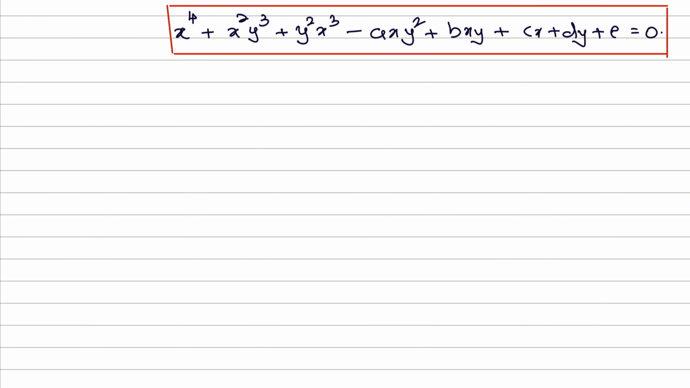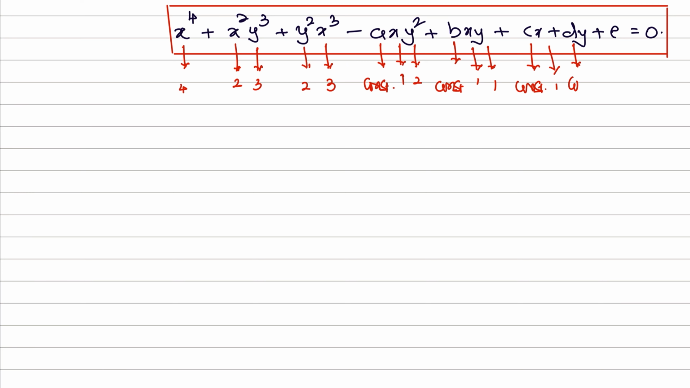Here, for x to the power of 4, what is the power here? 4. X square y cube, for x it is 2, for y it is 3. Y square x cube, for y it is 2, x it is 3. A is a constant. For x it is 1 power, y square means power is 2. B is a constant. For x it is 1, y it is 1. C is a constant. For x it is 1, D is a constant. For y it is 1, E is a constant.